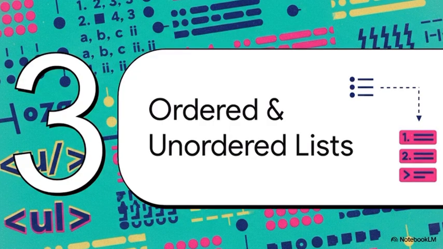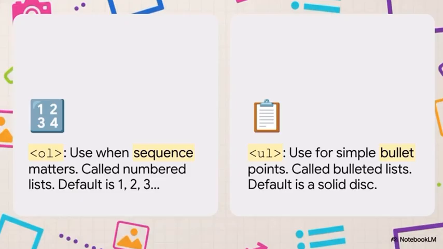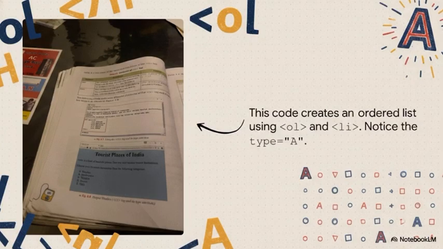Awesome. Images? Mastered. Now let's switch gears. We're moving from making things look good to making things organized. It's time to structure our information using HTML lists. So basically, lists come in two main flavors. You've got your ordered lists, the OL tag, for when the sequence really matters, like steps in a recipe. And then you have unordered lists, the UL tag, which is your go-to for simple bullet points where order doesn't matter one bit.